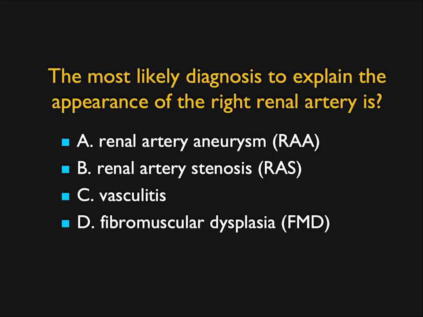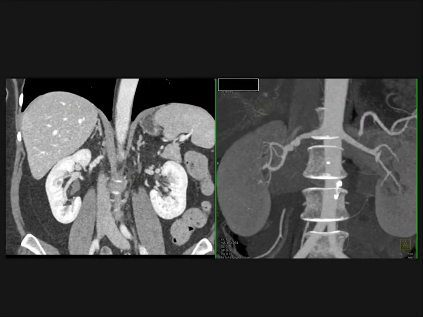In this case, I asked, what's the likely diagnosis to explain the right renal artery? If you look at the right renal artery on the coronal view, but especially on the MIP imaging, you can see the beading of the renal artery. And compare that to the left renal artery, which looks perfectly smooth. This is not an aneurysm, though if you only had one little tiny bump, then you would say aneurysm.